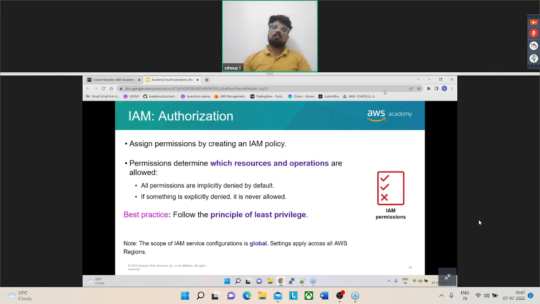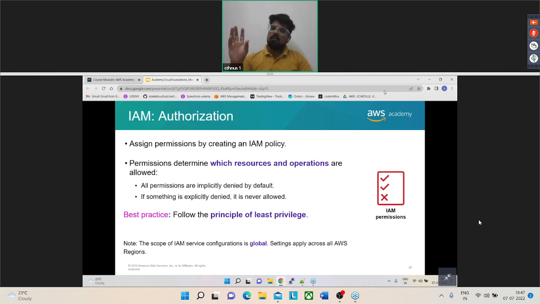Settings apply to all AWS regions. So the IAM service is a global service. It is not limited to any region. So whenever you are creating any policy or creating any user, all these things have a global presence and global impact.